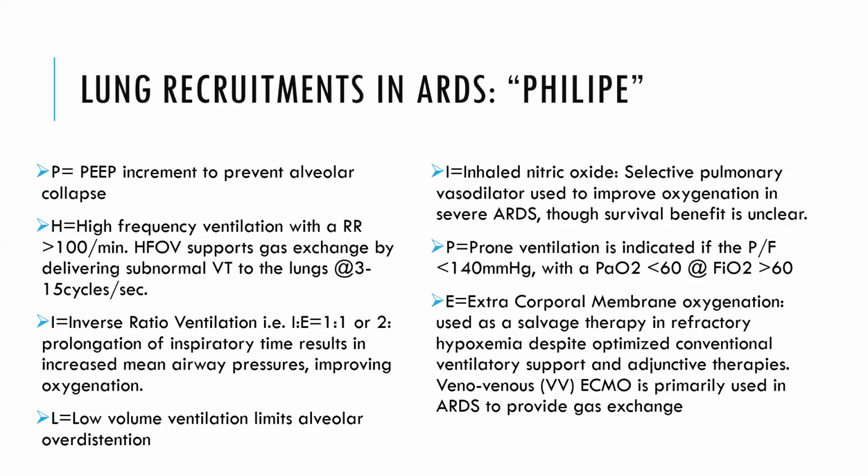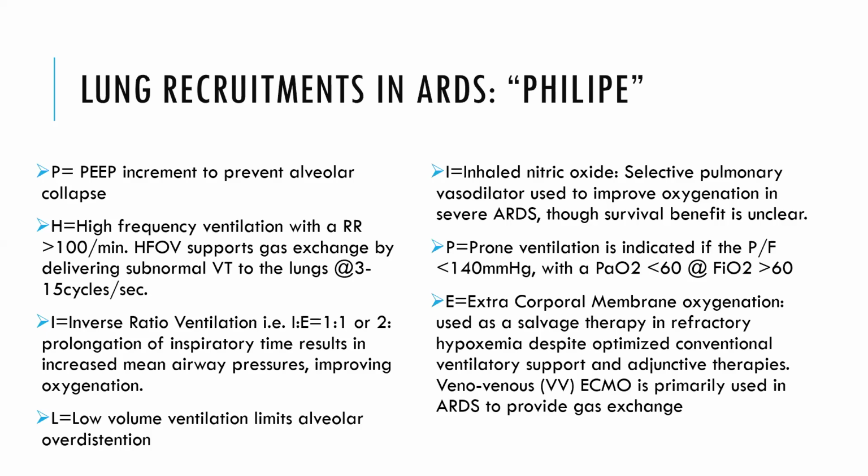The I: inverse ratio ventilation. The normal I:E ratio is 1 to 2, but in the face of severe refractory hypoxemia, you want to increase inspiratory time, which helps to improve oxygenation. You can do 1 to 1, you can do 2 to 1. It depends on how far you go. And this is why we talked about permissive hypercapnia in managing ARDS, because as you increase your inspiratory time, you're going to have carbon dioxide accumulation. And that is acceptable if it's for less than 24 to 48 hours in order to improve your oxygenation.